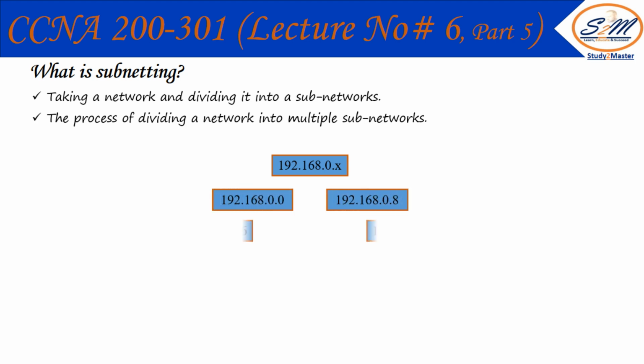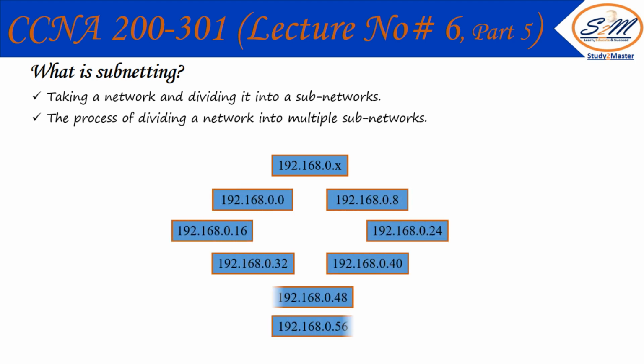What exactly does subnetting mean? Taking a network and dividing it into subnetworks, or the process of dividing a network into multiple subnetworks, is called subnetting. In this scenario, I have 192.168.0.x. It is one network. Now I am dividing it into multiple networks. So in this case, I divided it into up to 10 subnetworks.